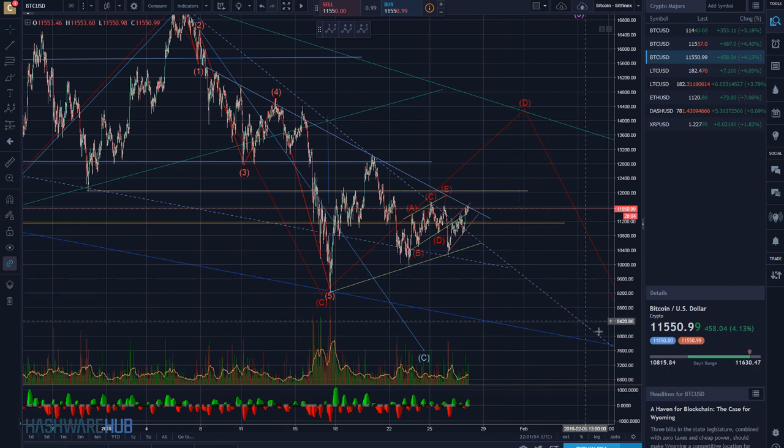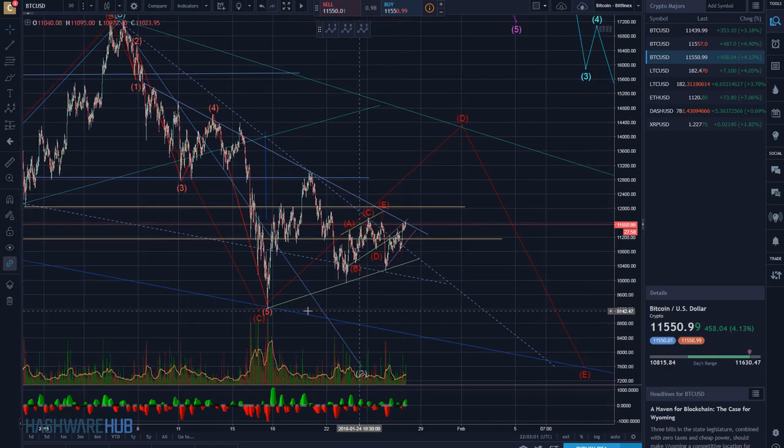I tend to extend lines just to see where things may go. Another thing is that we have this yellow support line here, which may extend out, and then possibly the market may come back down and find support right there. So these are all things that you need to keep in mind.